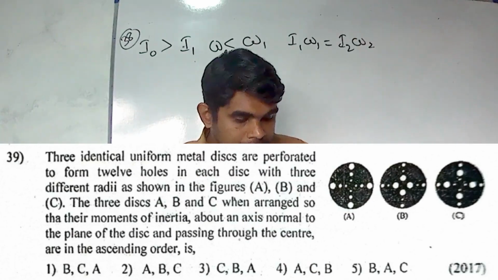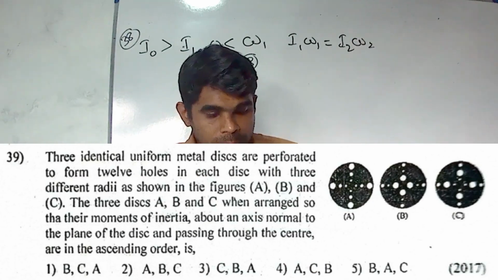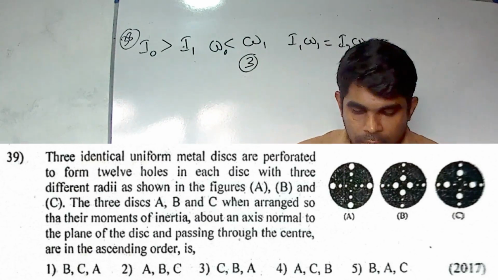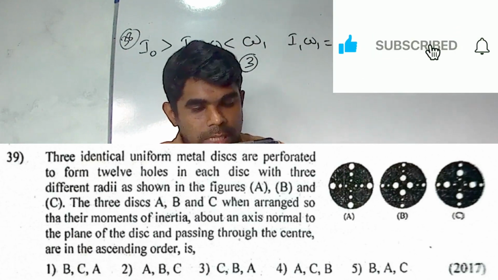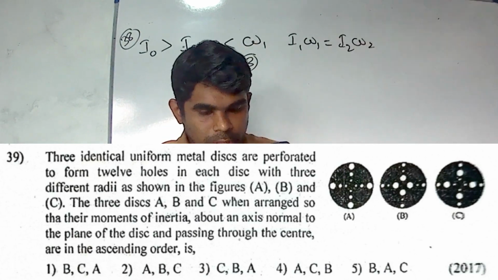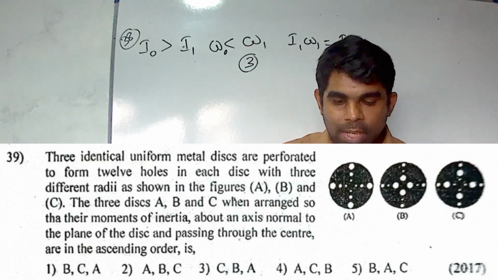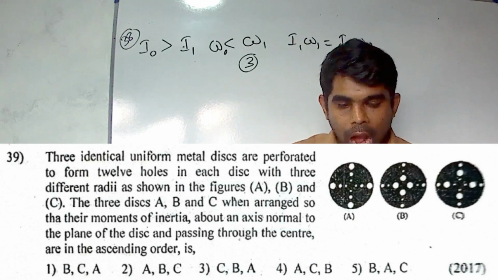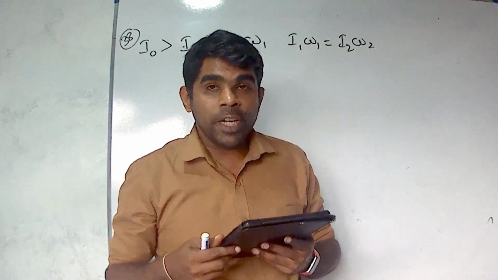39. 3 identical uniform metal discs are perforated to form 12 holes in each disc with 3 different radii shown in figure A, B and C. The 3 discs A, B, C are arranged so that their moments of inertia about an axis normal to the plane of the disc and passing through the center are in ascending order. We have to select the ascending order of moment of inertia.